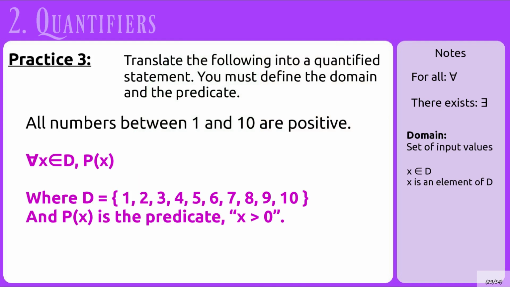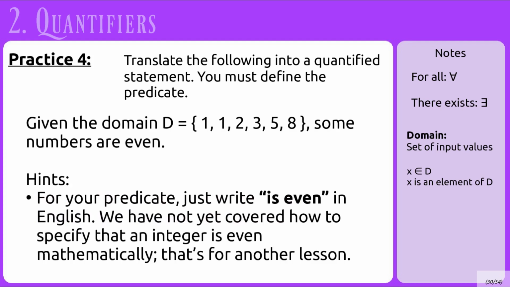So you should end up with, for all x in D, P of x, where the domain D is 1, 2, 3, 4, 5, 6, 7, 8, 9, 10, and P of x is the predicate, x is greater than 0. Okay, one more for now.